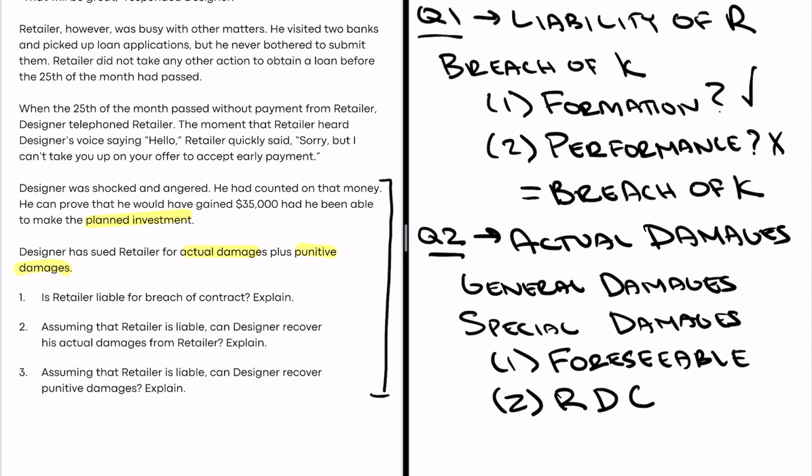And the reason I'm highlighting this in my issue spotting checklist over here, and I'm putting a star by special damages, is based on this part of the call of the question, where we see that designer was counting on that money from retailer so that he could make a $35,000 investment. So he could make this investment that he had planned to receive $35,000, right? This is very much aligned with special damages, right? This is the type of damage that we would say is unique to this particular plaintiff.